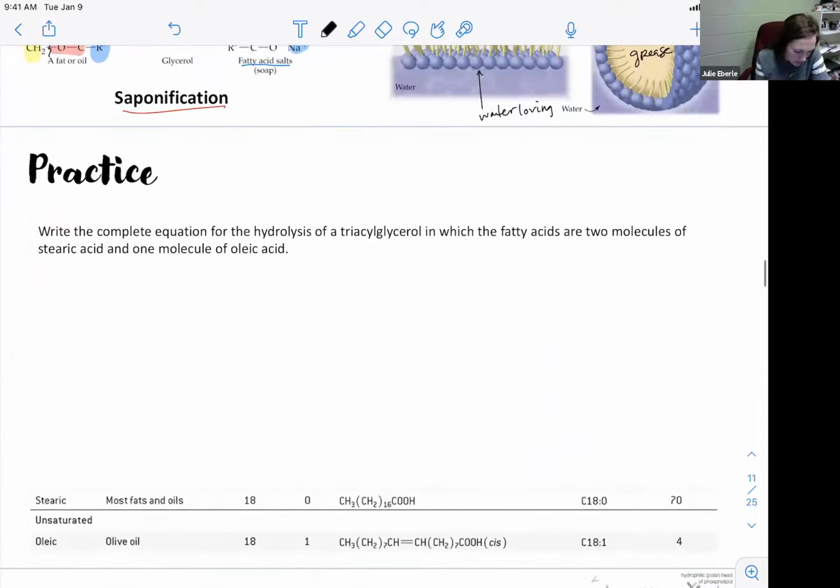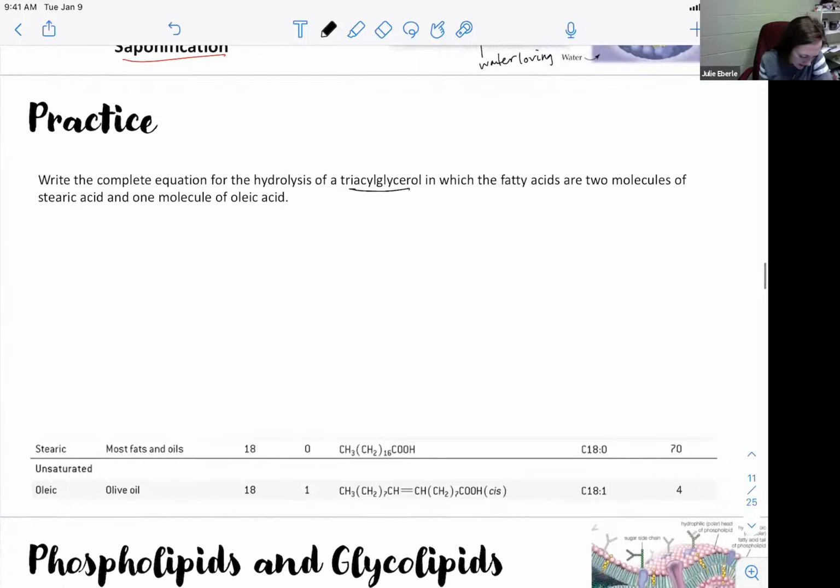So we're gonna practice this one time. We're gonna write the complete equation for the hydrolysis of a triacylglycerol, in which the fatty acids are 2 molecules of stearic acid and 1 molecule of oleic acid. And I have put the condensed formulas for oleic and stearic acid right here.